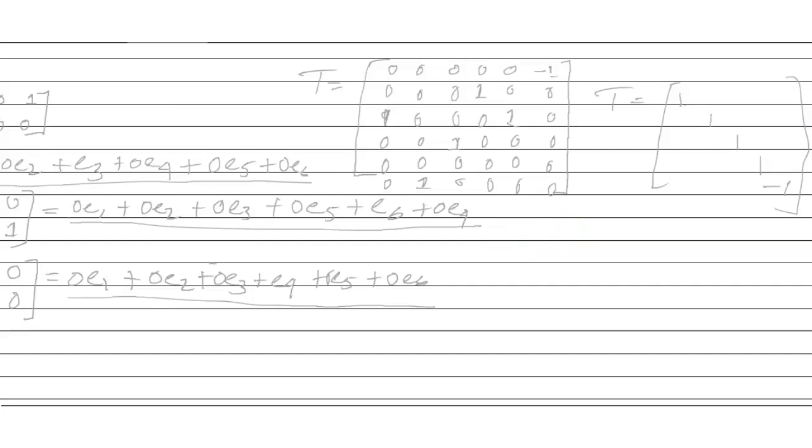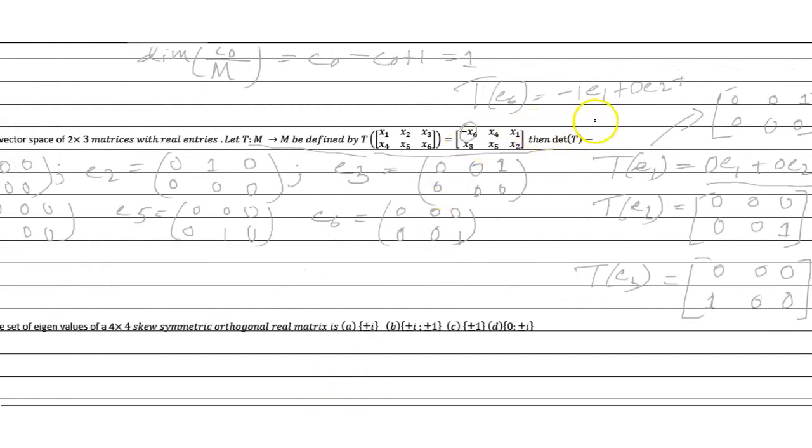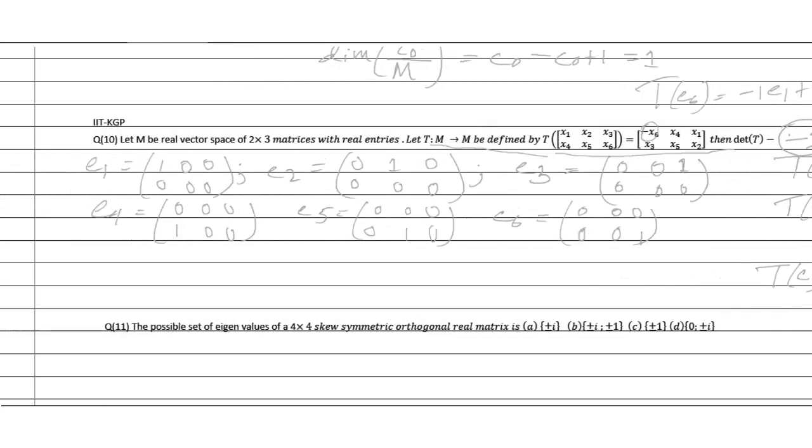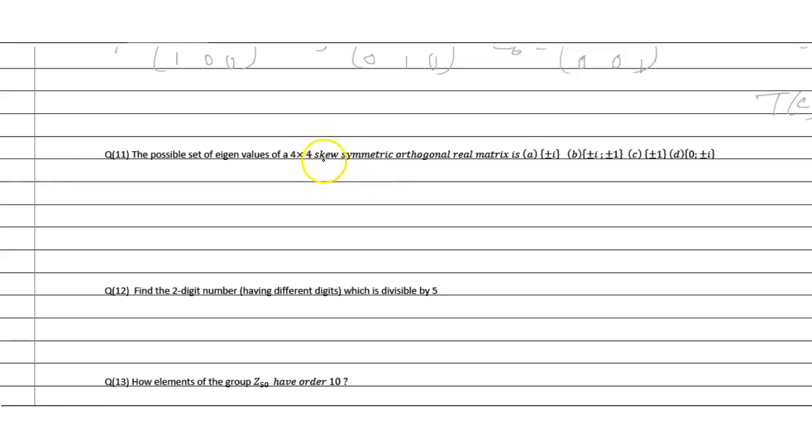And the determinant of T, whatever T I get, the determinant of T is minus 1. Very simple, friends, not tough. Determinant of T is equal to minus 1. This is my answer. Another problem is: Q, symmetric orthogonal real matrix, plus minus 1, plus minus i, plus minus 1, plus minus 1, plus minus i.